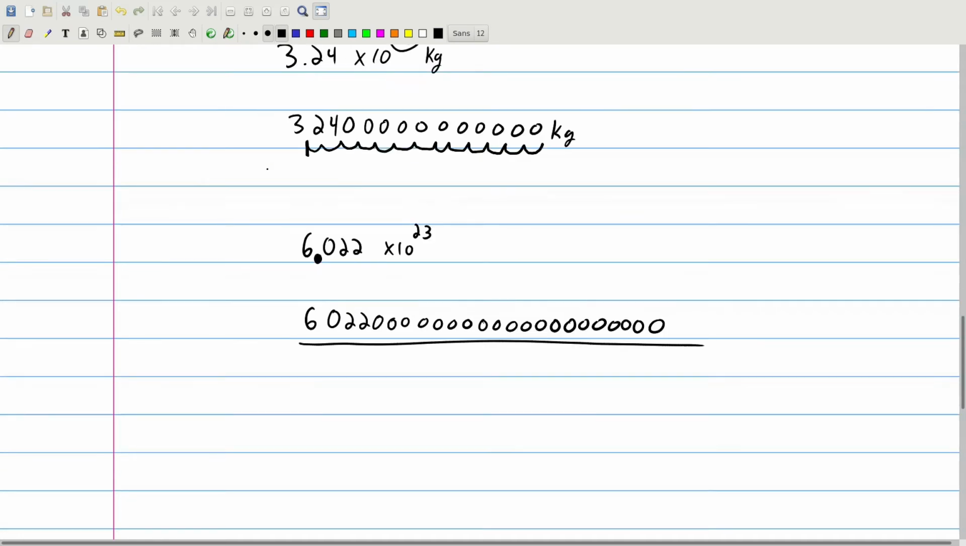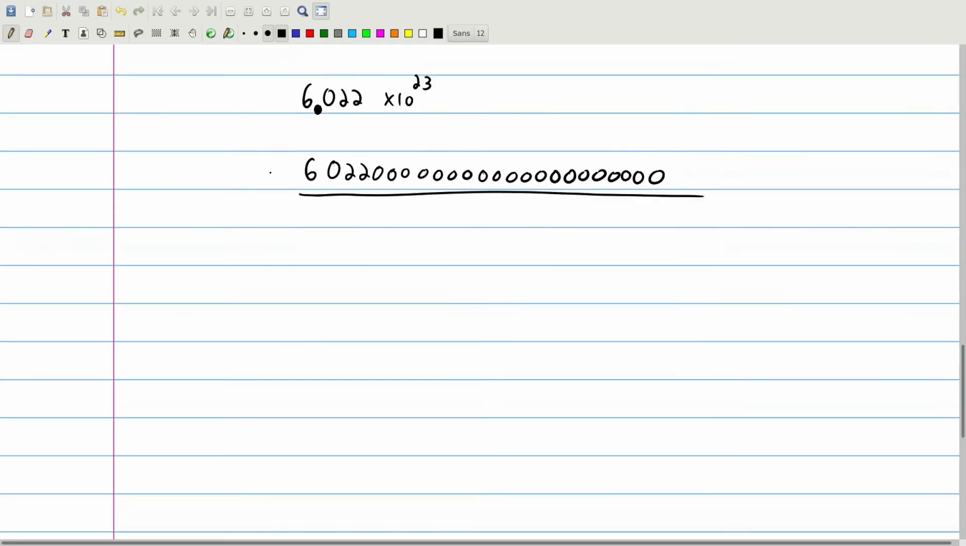Okay, what if we had a number that looked like this? Negative 2.1 times 10 to the negative third. What would that number look like if we wrote that as a normal number? Let's give it a unit too, seconds maybe. Okay, so how many seconds is this?